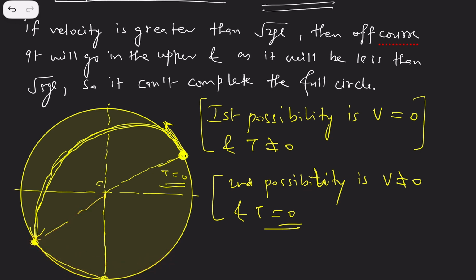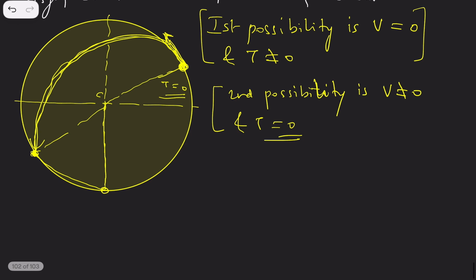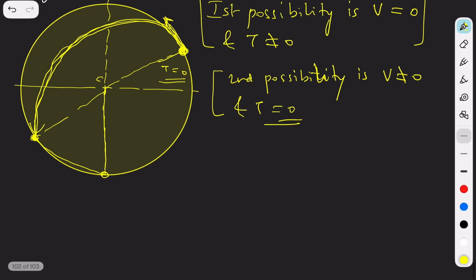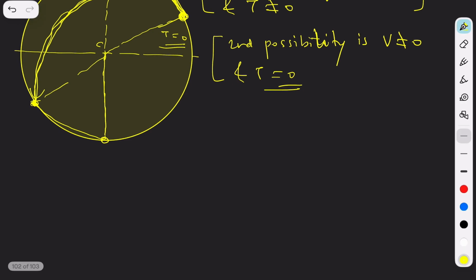So let's check what could be the possibility in this case. It's a very simple thing that we can see from here: the velocity at any point of time will be under root of v naught square minus 2gL (1 minus cos theta).